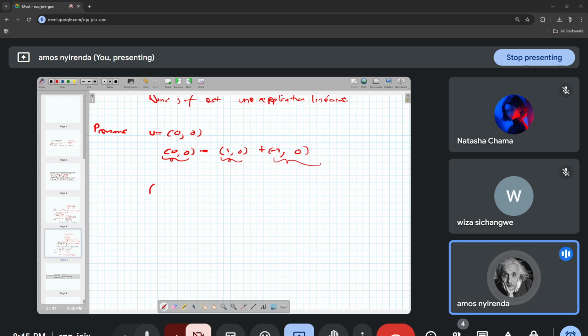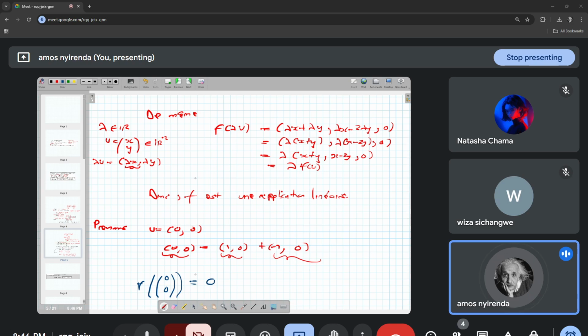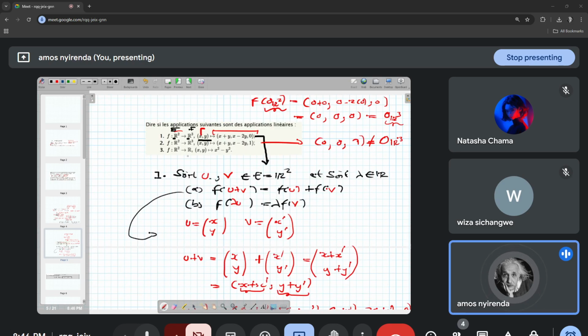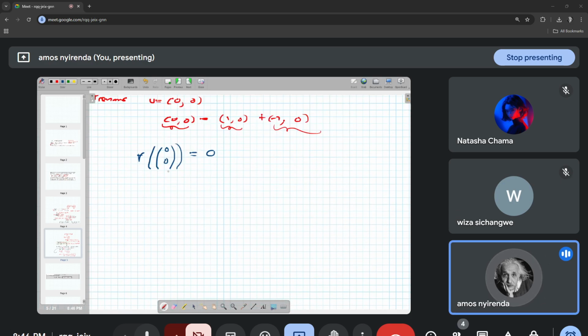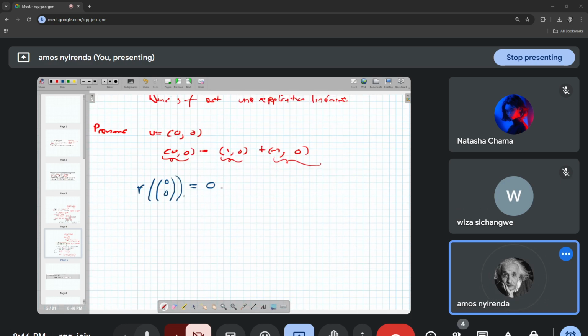Now let's look at f of 0, 0. f of 0, 0 is equal to 0. Why? If you plug in 0 for x, you have 0 squared, and if you plug in 0 for y, you have 0 squared, and so you get 0. This is clear.